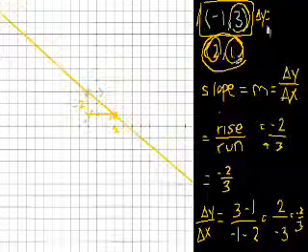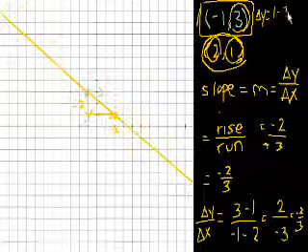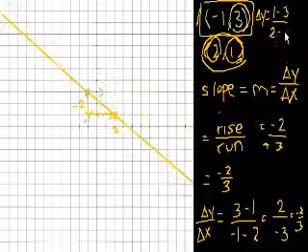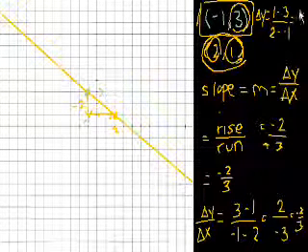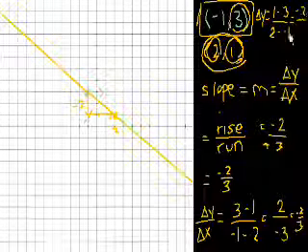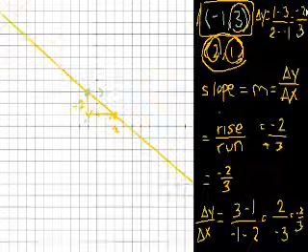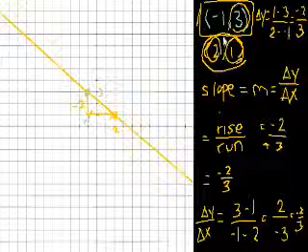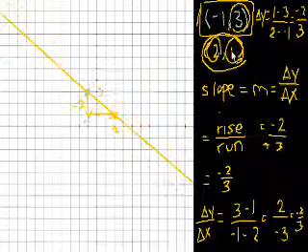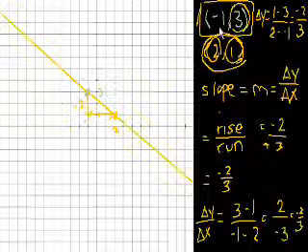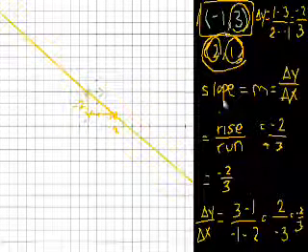Change in y would be this y, 1 minus 3, over change in x would be 2 minus -1. Well, 1 minus 3 is -2, and 2 minus negative 1 is 3. So once again, we got -2/3. So it doesn't matter which point we start with, as long as if we use the y in this coordinate first, then we have to use the x in that coordinate first. Let's do some more problems.